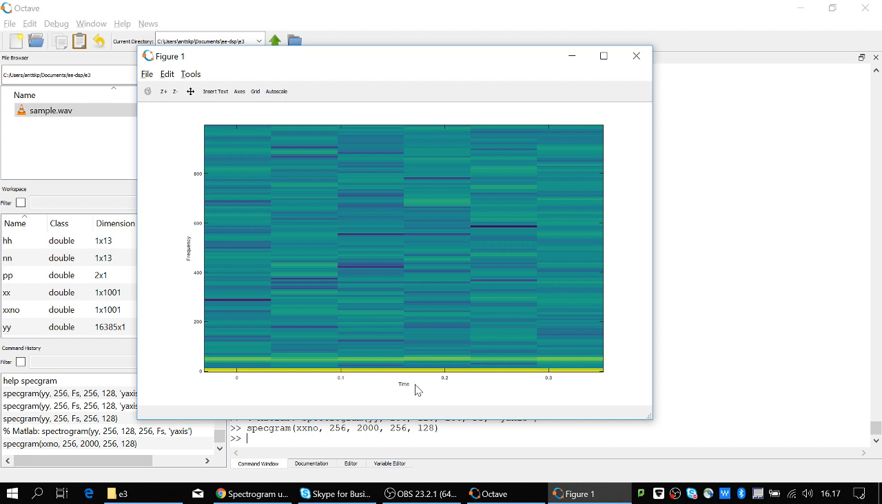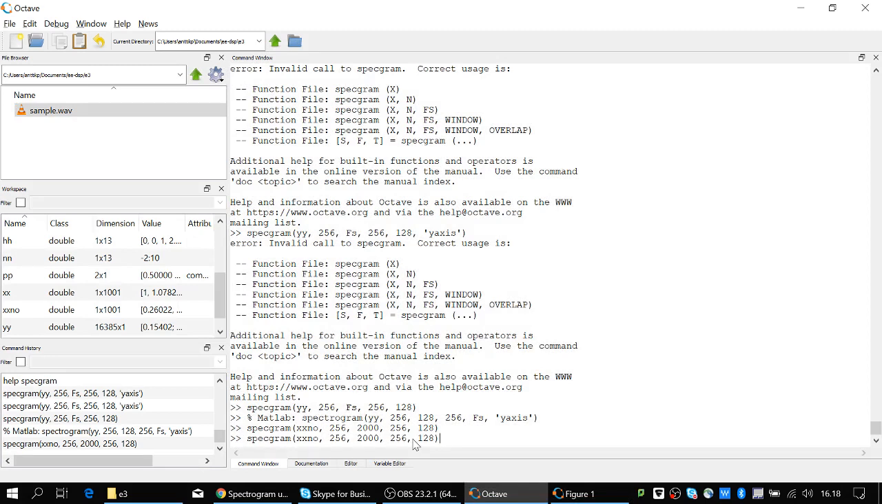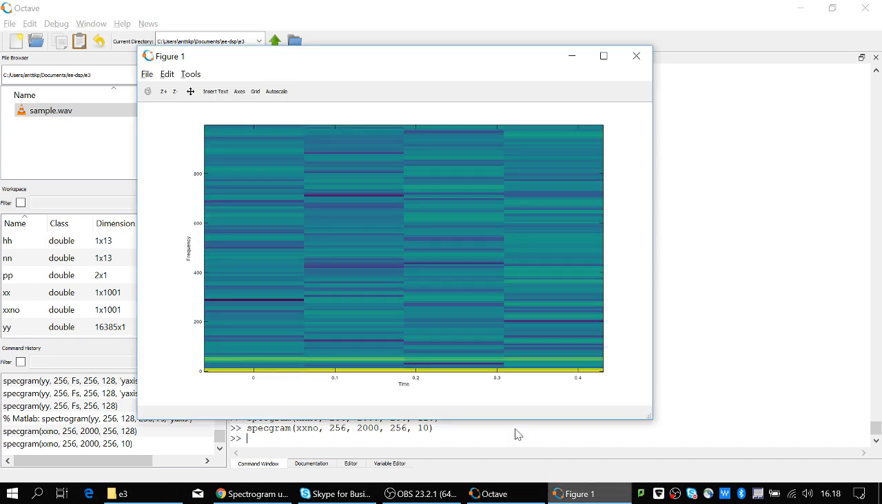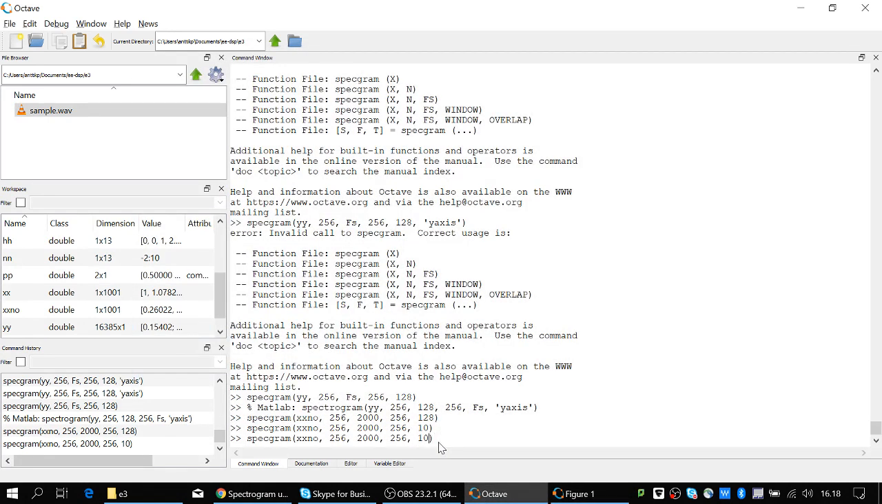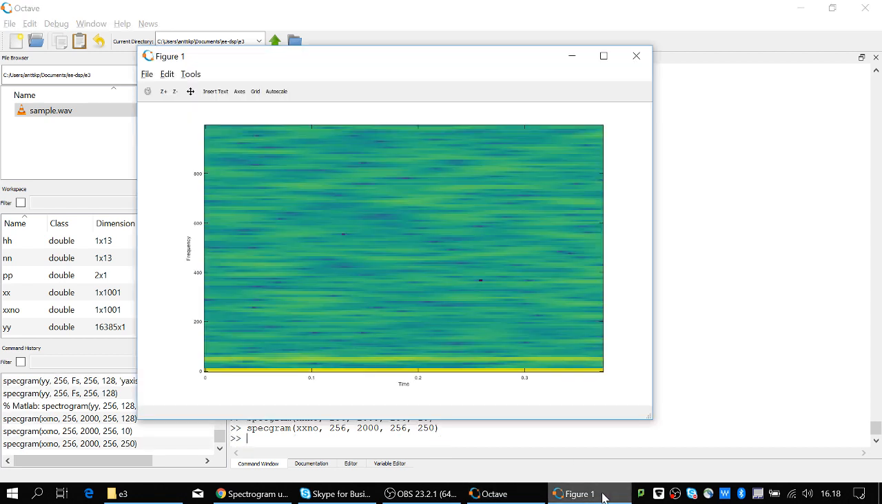And playing with parameters. This looks ugly. You need more points on time, meaning that you can actually go and make overlap smaller. Or is it smaller or bigger? Overlap, I think it's smaller. No, it's bigger, sorry.